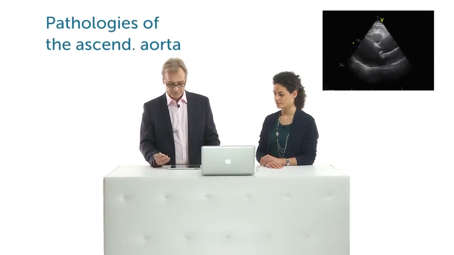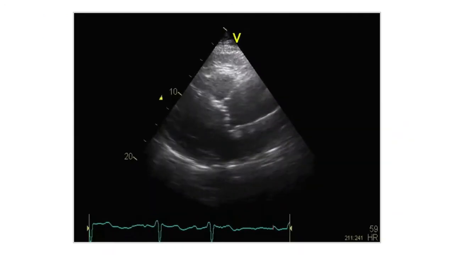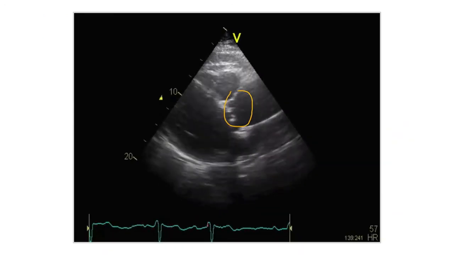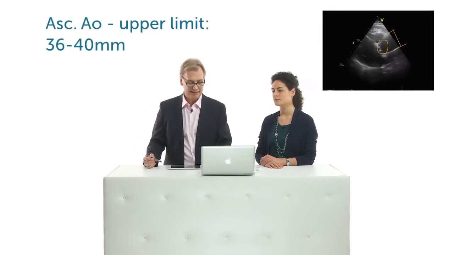But there's more to see in a parasternal long axis view. I want to show you a pathology which is closely linked to the aortic valve, namely the ascending aorta. If you look at this image right here, you will realize that not only is the aortic valve calcified, but we also have a dilated ascending aorta. We could actually measure it, and if it measures above 36 to 40 millimeters, we call it dilated.